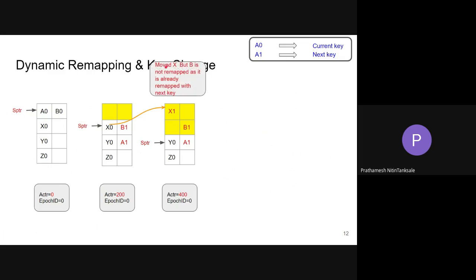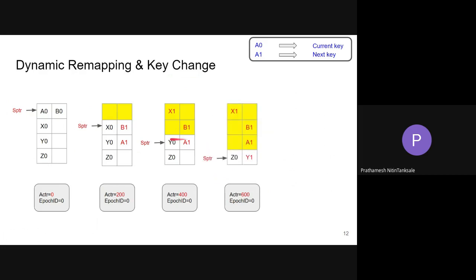So we have moved X, but B is not remapped, because it is already remapped with the next key. So the B block will stay here. It will not be remapped, right? So let's say the counter value rises to 600, so the set pointer moves down.